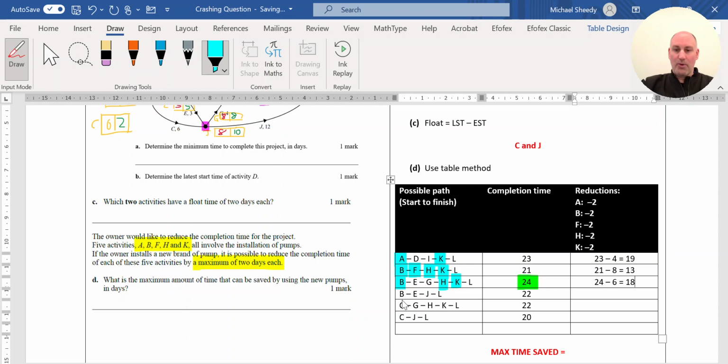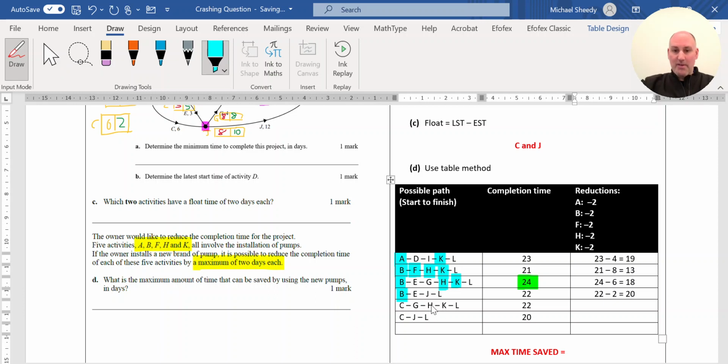Then path number 4, B, E, J, L. I'm allowed to reduce B. E is not part of the list, J is not, and L is not. So I can reduce B by 2 hours. So that would be, the original time was 22, take away the 2, then I can have that path reduced down to 20.